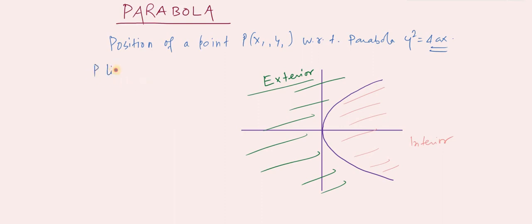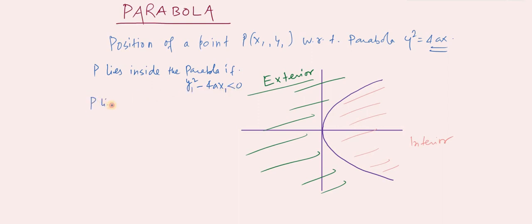P lies inside the parabola if y1 square minus 4a x1, putting x1 in the place of x and y1 in the place of y. So y1 square minus 4a x1 is less than 0. If P is lying inside this region, the interior of the parabola, then this condition will follow. y1 square minus 4a x1 is less than 0.